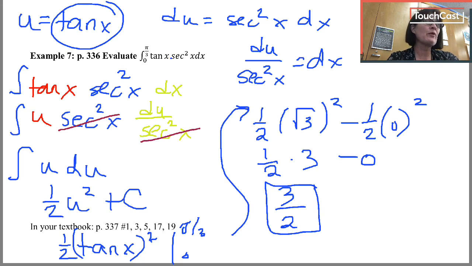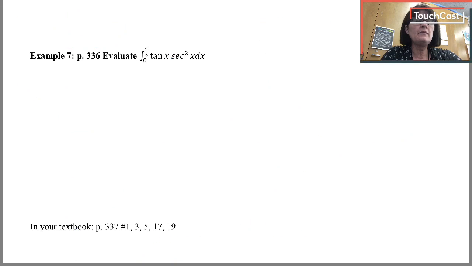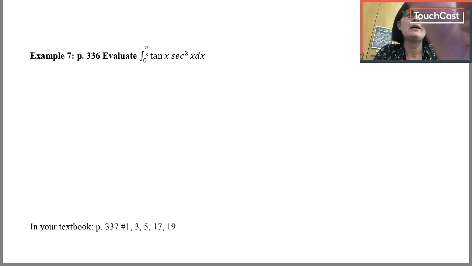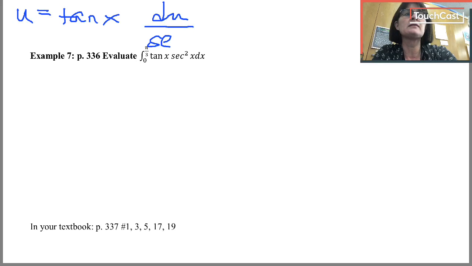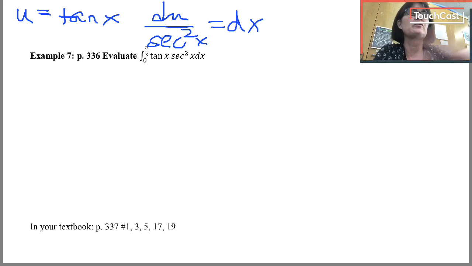I'm going to do this same problem a slightly different way and show that I get the same answers. But again, you need to know both techniques. All right, I'm going to do the same problem again. I'm going to make the same substitution. U is going to equal tangent of x, du over secant squared of x is equal to dx. That part's all the same as before.